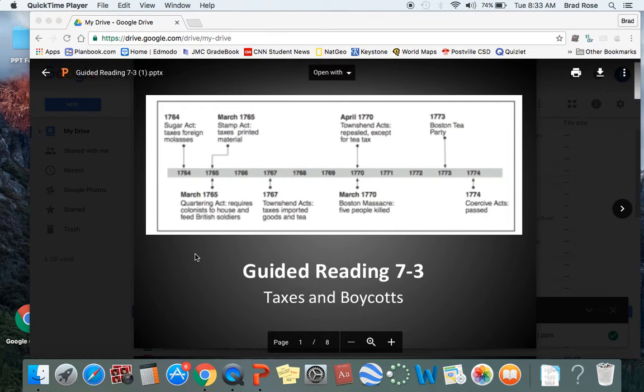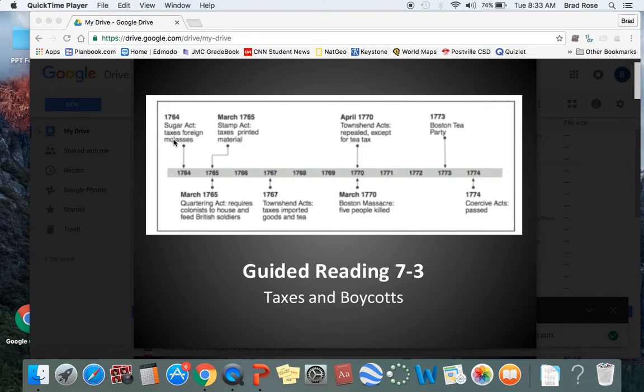Today we're going to look at several events that lead to conflicts between the 13 English colonies and the British government. As you can see here, we have a timeline that covers several of these events, starting with the Sugar Act in 1764, the Stamp Act and Quartering Act 1765, the Townshend Acts, the repeal of the Townshend Acts, the Boston Massacre, the Boston Tea Party, and the Coercive Acts.